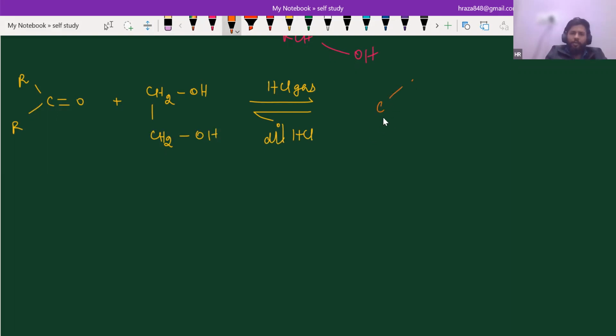There will be C=O, and there were 2 R, so this will be R, and then there will be CH2, and then CH2, and then you can see this is your cyclic compound, and there will be removal of H2O, and its common name is ethylene glycol ketal.